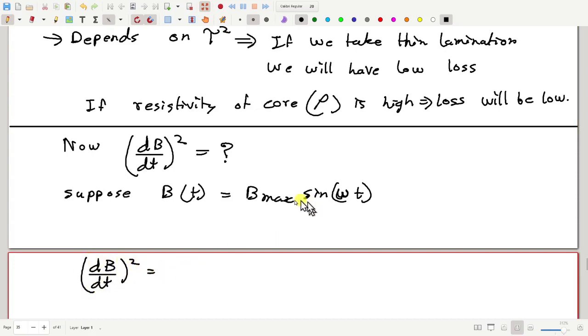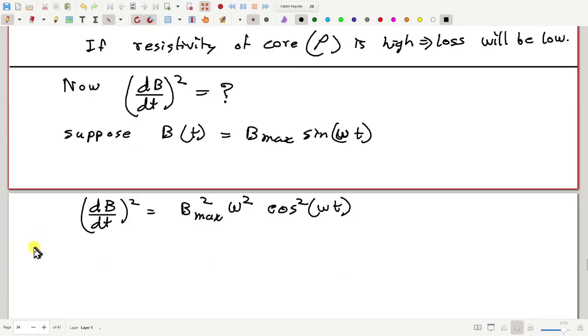That will be, so if you take the derivative, you will have an omega coming out. So you will have B max square omega square, and the derivative will make the sine into cosine, cos square omega t. So this term is also a function of time. Now, how much is the average power?